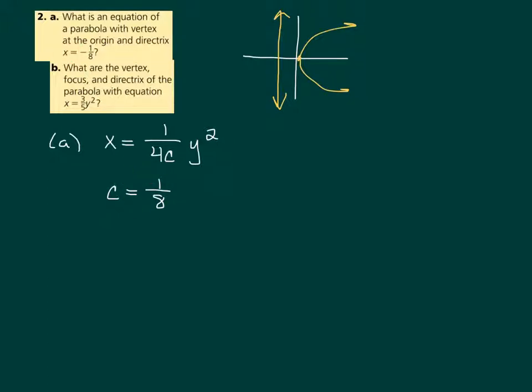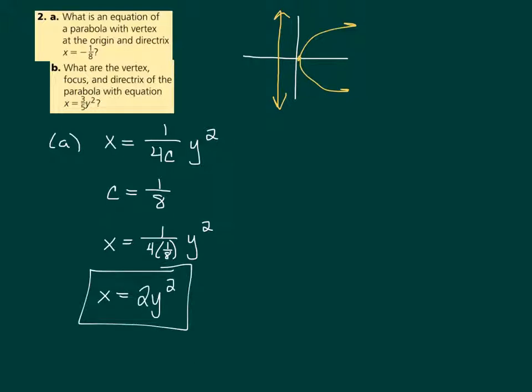So we've done the difficult part. The nice part is, it wasn't really that difficult, hopefully, because now we know that c is 1/8. So we just say x is 1 over 4 times 1/8 y squared. So x is 2y squared. 4 times 1/8 is 1/2. 1 divided by 1/2 is 2. Part B.